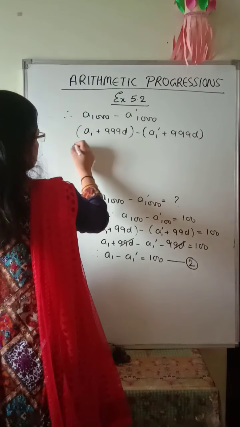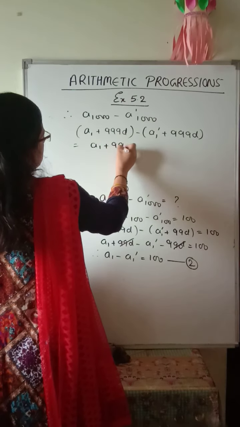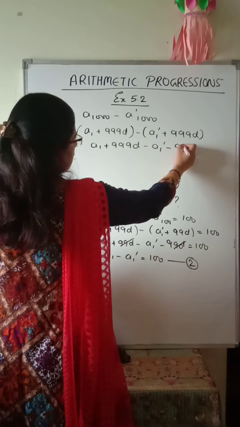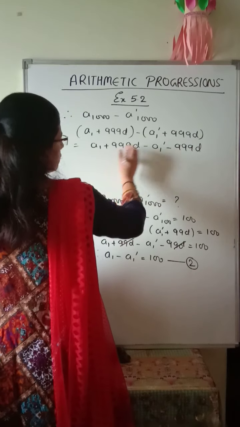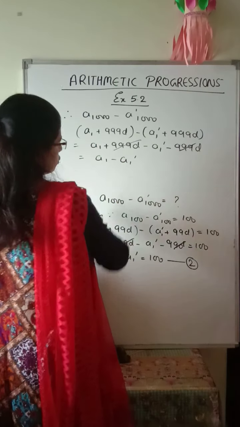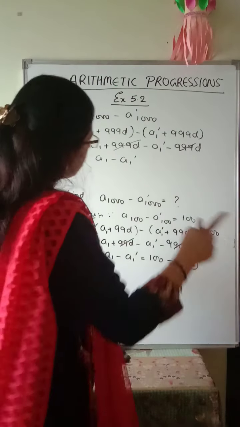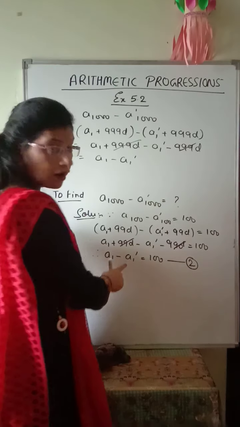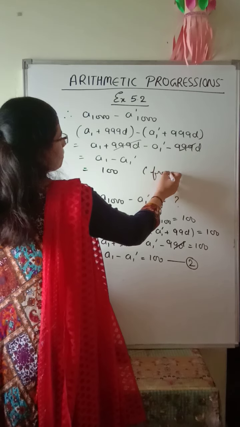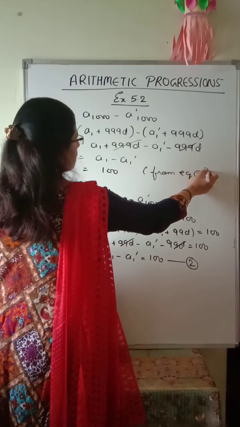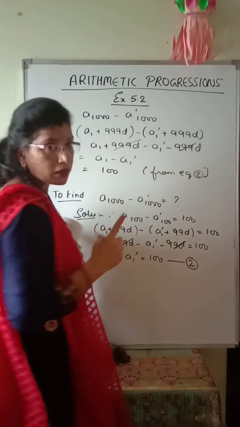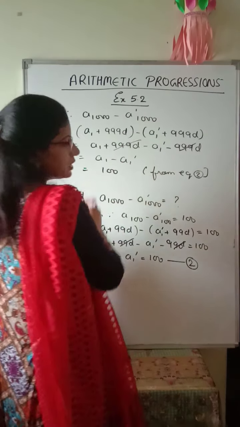Okay, open the bracket. So a1 plus 999d minus a1 dash minus 999d. So what is cancelled out? These two are cancelled out, which shows a1 minus a1 dash. Okay, ये मिल गया हमें. तो what is the value of a1 minus a1 dash? We already get 100. Okay, so which is equals to 100. So from equation 2 we have written. Okay, so that means we have to find what is the difference between 1000 term and 1000 term of second AP. So it is 100.